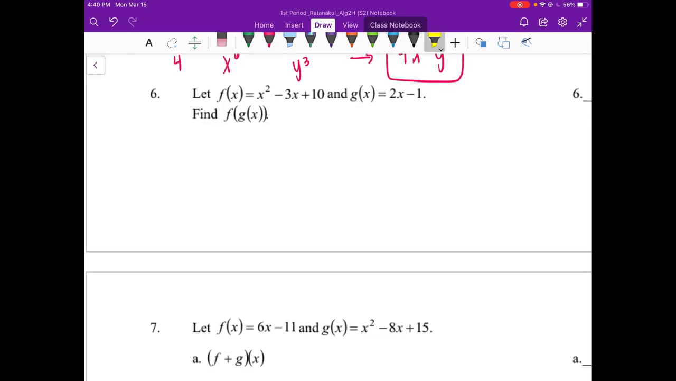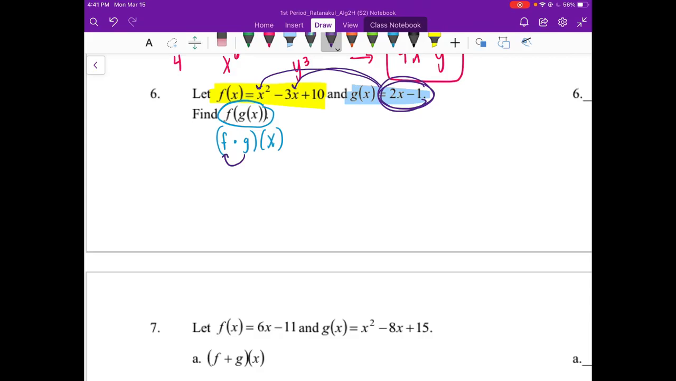Okay, number 6, we're given 2 functions. So we have an f of x, we have a g of x, and we're asked to find f of g. Just a reminder, this is another way of writing f of g. So we're going to take function g and plug it into function f. So g will get plugged into f. In this case, it will get plugged in twice because there are 2 x's in f. So I am replacing x with my g function.